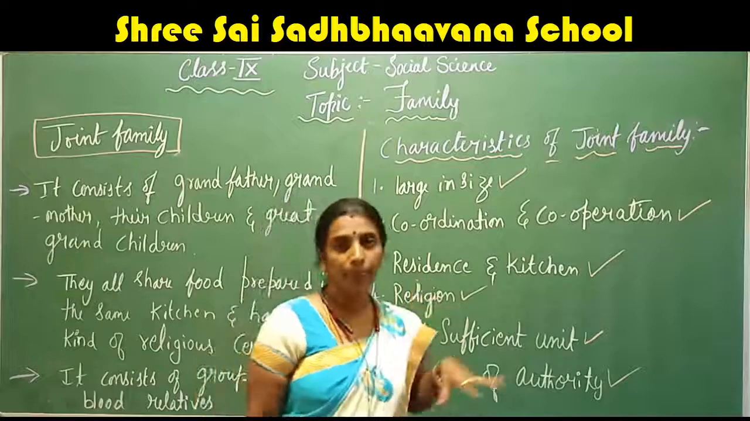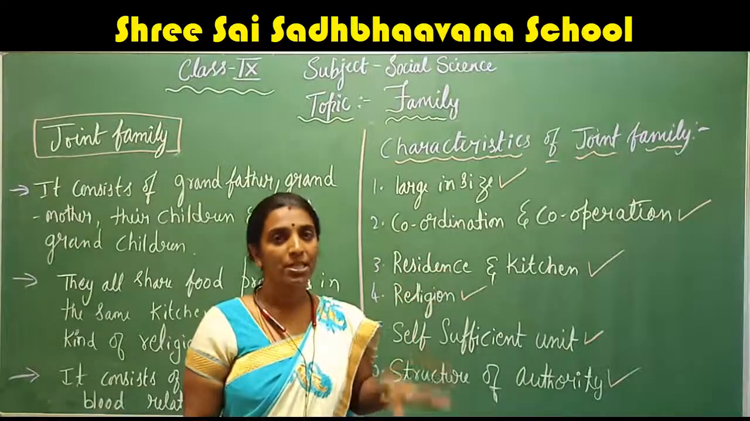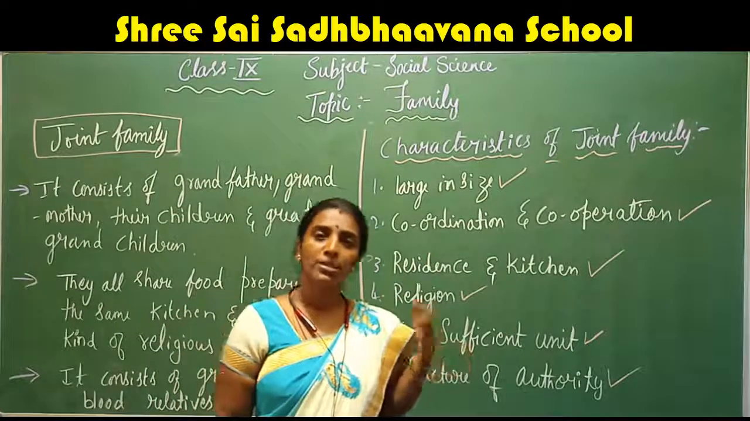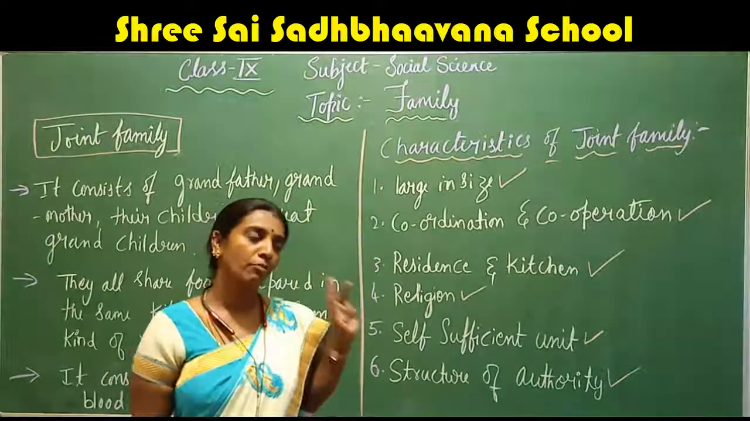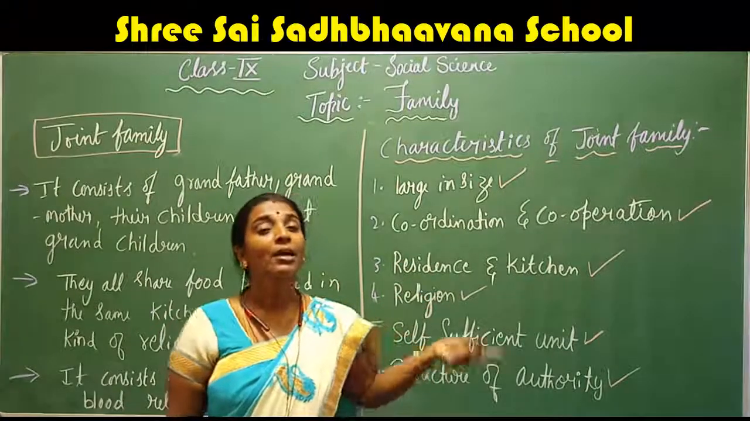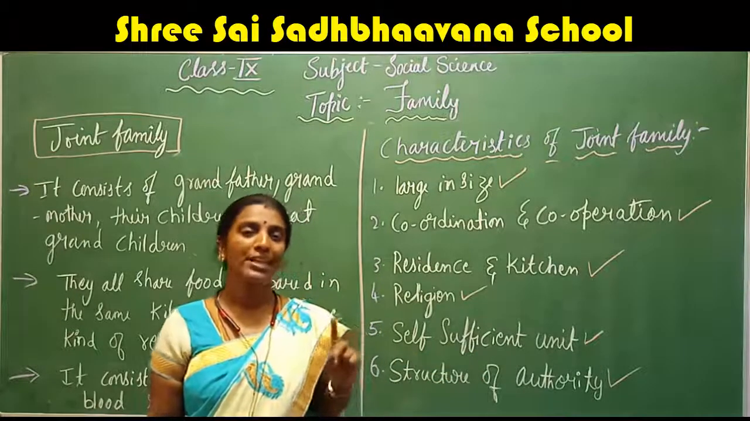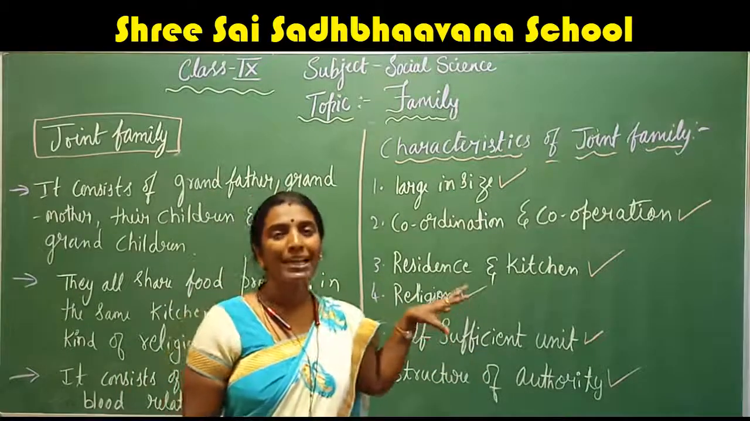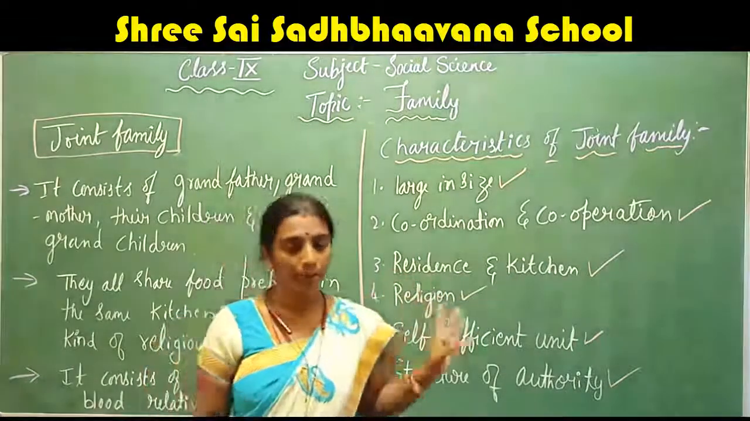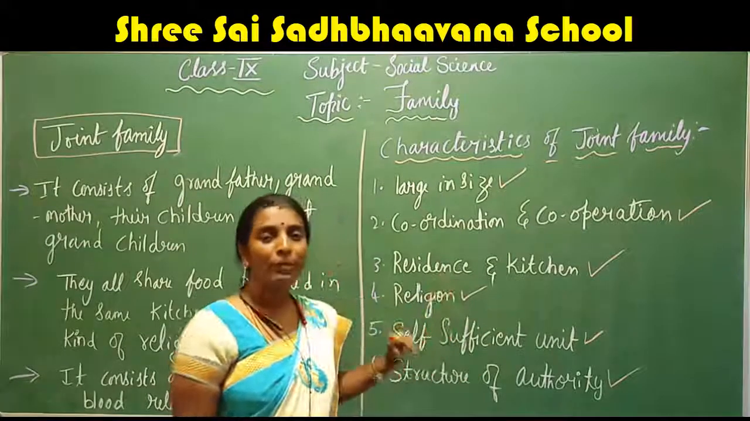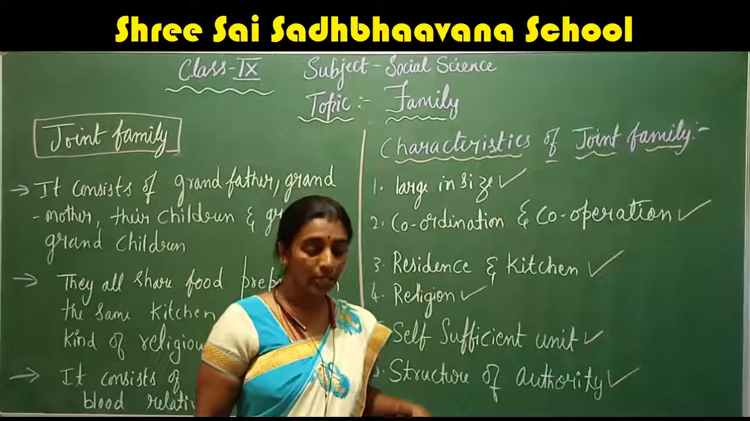Many times, the members of the joint family will stay together under the same roof. Some members may go out because of work, profession or education, but still they will come together when there is a ceremony, festival or any ritual in the joint family. They all will eat the food which is prepared in the same kitchen. The next one is religion. The members of the joint family will follow the same religion, same customs.